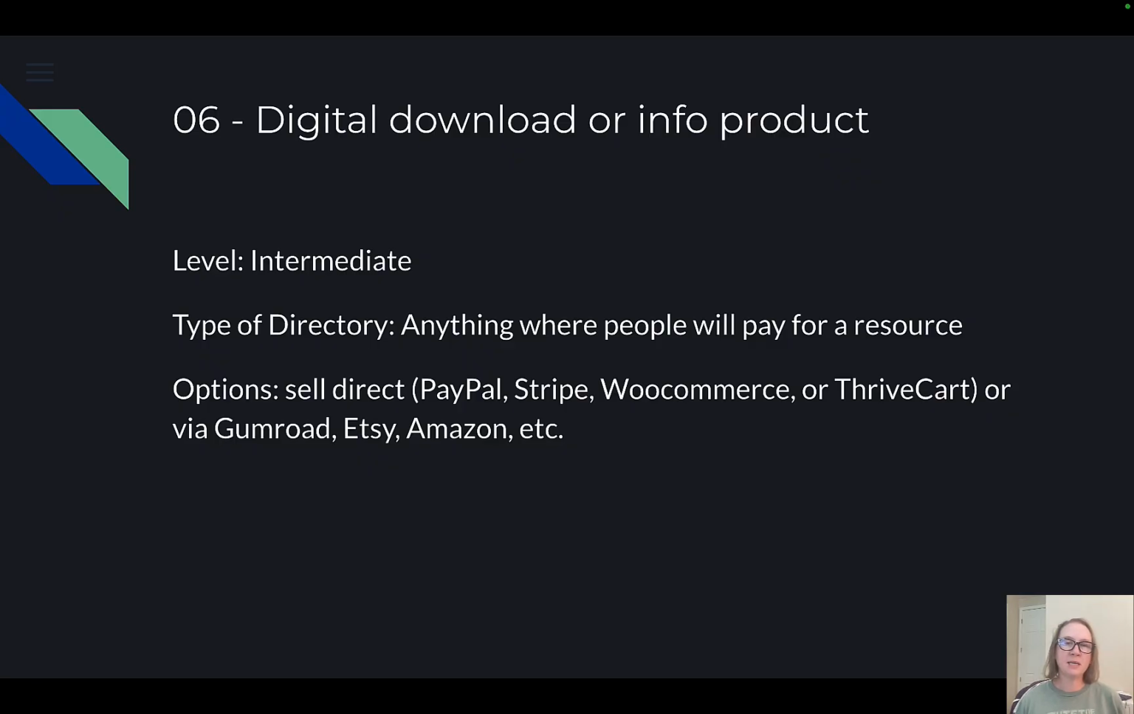Next option in the intermediate level is selling a digital download or an info product on your directory site. This is going to be a lot like the membership option, which is what type of directory can we do this on? Any topic where you basically think people will pay for a resource that they can download and keep for themselves. So that's not going to be every directory site. It's going to be ones where it makes sense to maybe download an ebook or maybe some type of special reference sheet for something. What I've seen most commonly in the directory sites that I've checked out has been ebooks, but this could be anything.